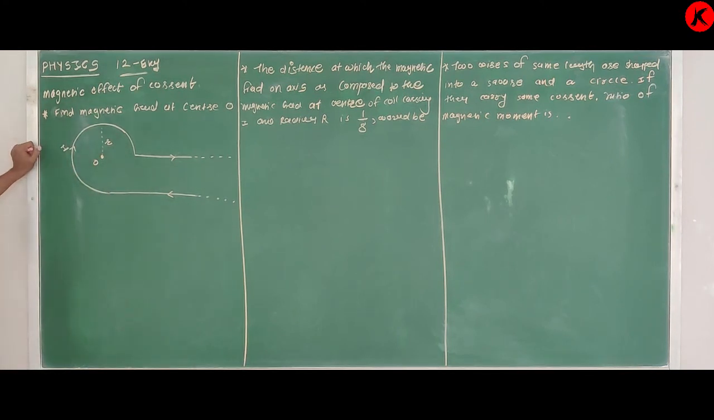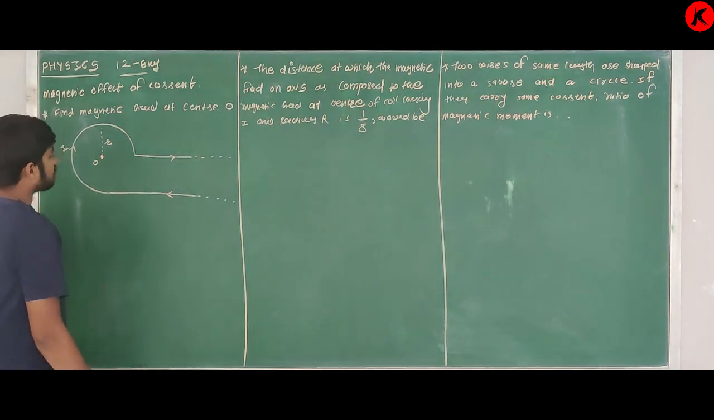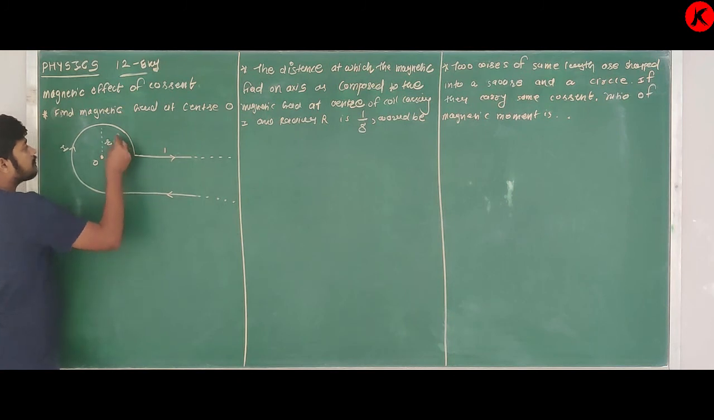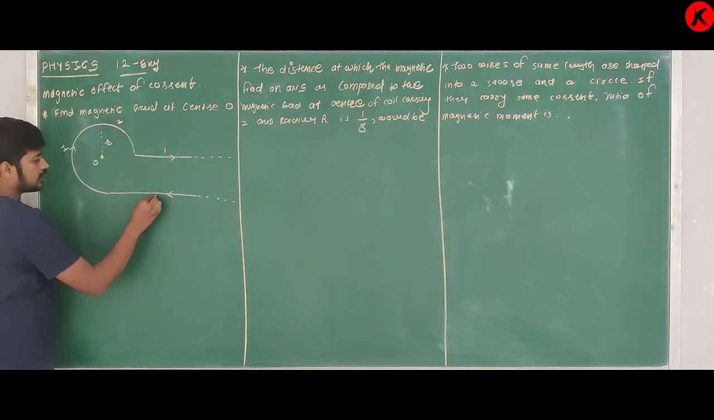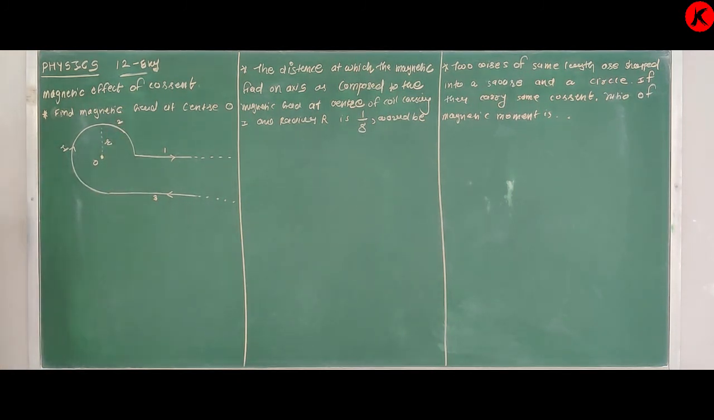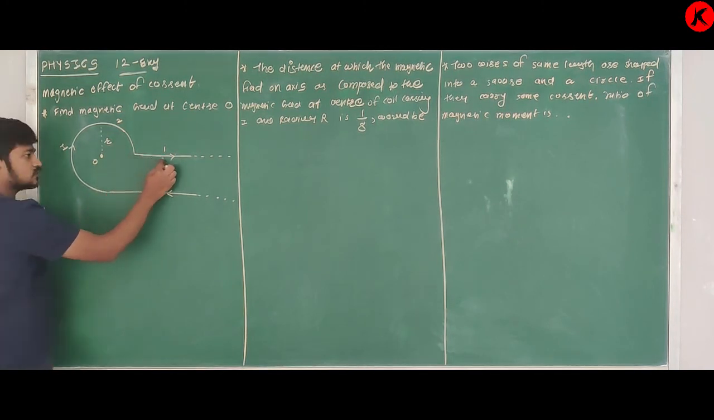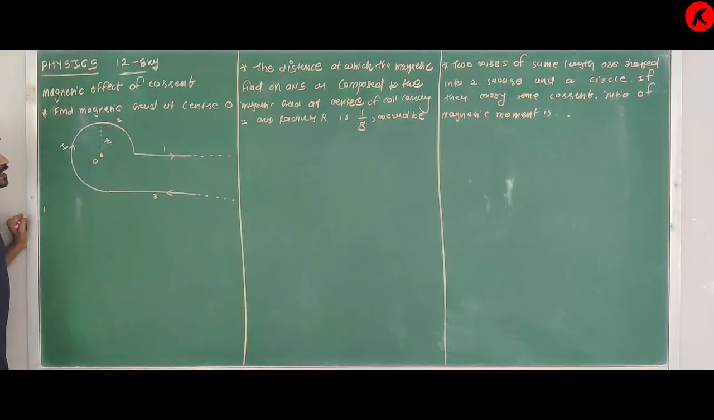So first of all, as you are given this figure, we can divide it. It is made up of three parts: this is the first part, this is the second, and this one is the third. First part: due to this wire, which is of infinite length. But see, point O is on the axis of the first wire.